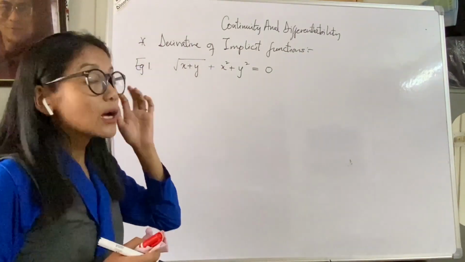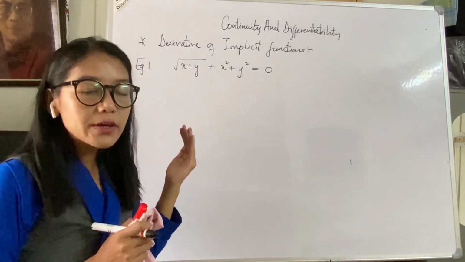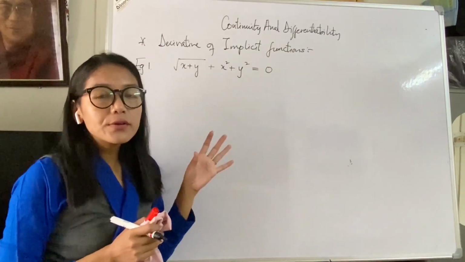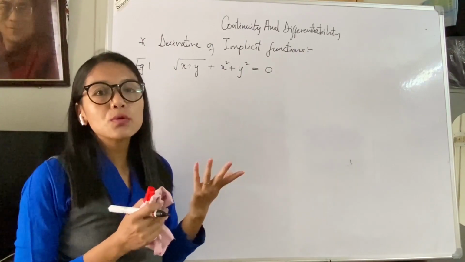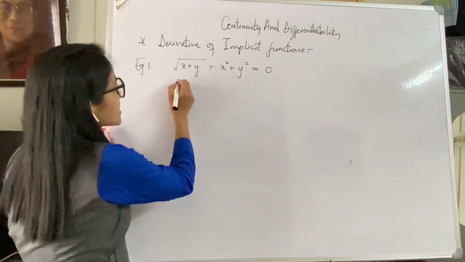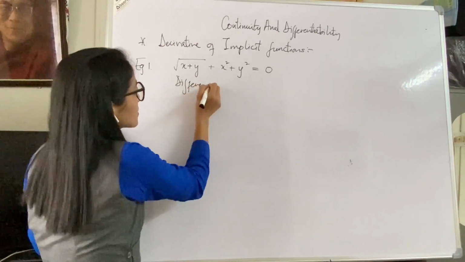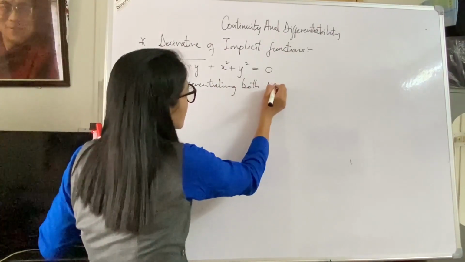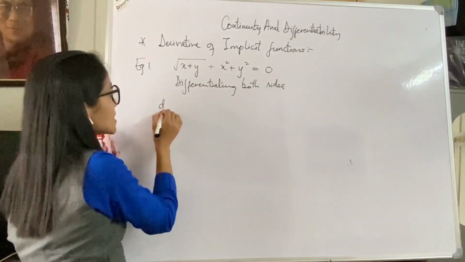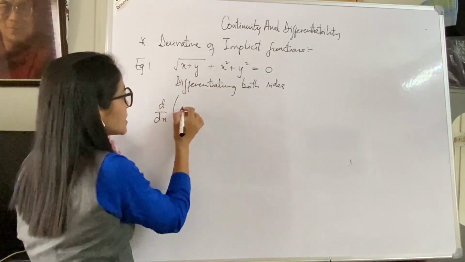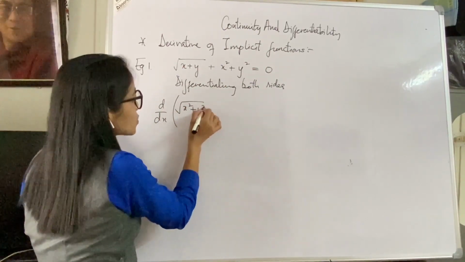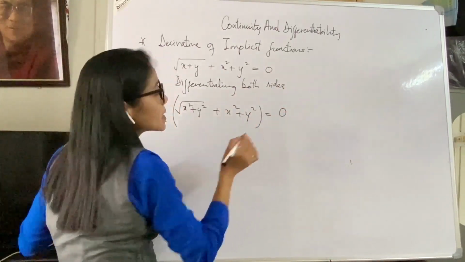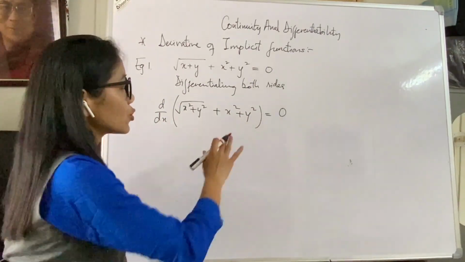Now what we are going to do is, always remember that whenever we are differentiating any function, you always have to apply the chain rule whenever there is a need, whenever it's a composite of two or more functions. Okay, so I'll start like this. Differentiating both sides. Now I'm differentiating both sides, that is the derivative of square root of x square plus y square plus x square plus y square is equal to, derivative of 0 is 0. Derivative of a constant term is 0, so you don't have to write that.